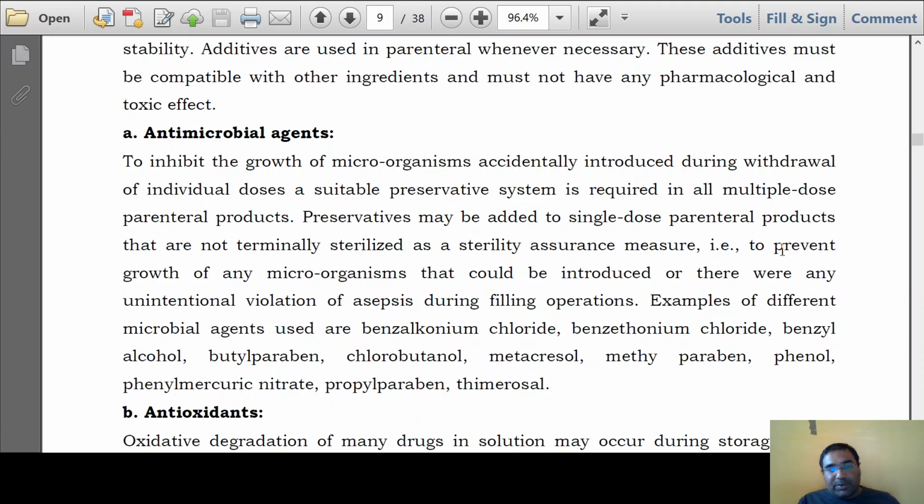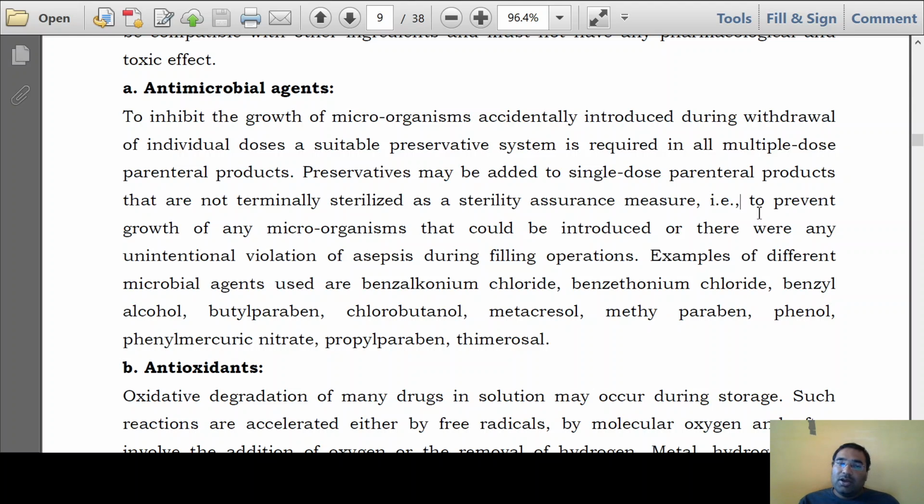And in case of terminally sterilized product, antimicrobial agent may be added. In single dose containers, antimicrobial agents may be added to prevent growth of any microorganism that could be introduced, or if there were any intentional violation of asepsis during the filling operation. So asepsis means absence of microorganisms.